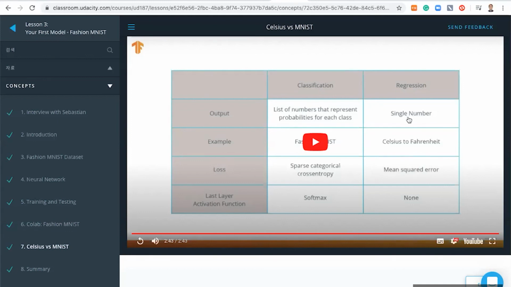It depends on the output of the model. If the output of the model is just a number, then that is a regression problem. And if the output is, as you can see here, a list of numbers that represent the probability of something, then that is a classification problem.